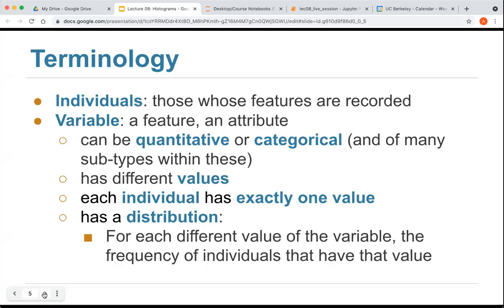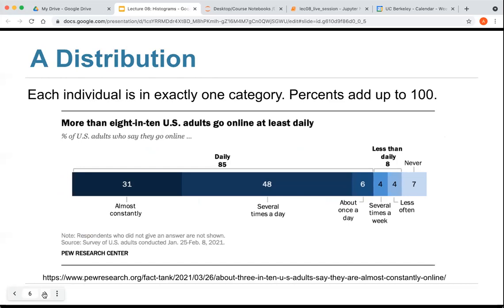So it would be left-handed and the percent left-handed, then right-handed and the percent right-handed, and then both and the percent both. So here's an example of a distribution. Each individual is in exactly one category, and in a distribution the percents have to add up to 100%, because you are essentially splitting the 100% of the individuals into multiple categories.